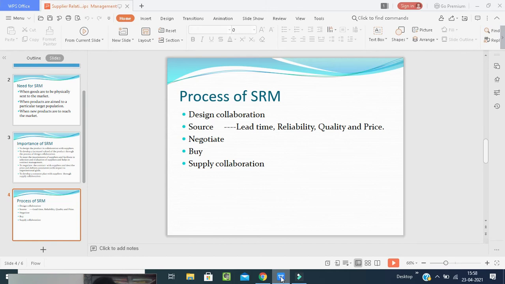What do you mean by design collaboration? In design collaboration, the product is designed in collaboration with the supplier. That means the product should be designed in such a way that it collaborates with the supplier. The manufacturer and its suppliers also use sharing of engineering changes in design collaboration activities to avoid costly delays. It happens in many organizations that the manufacturers and the suppliers use sharing of engineering change.